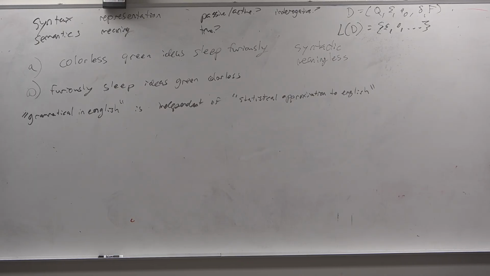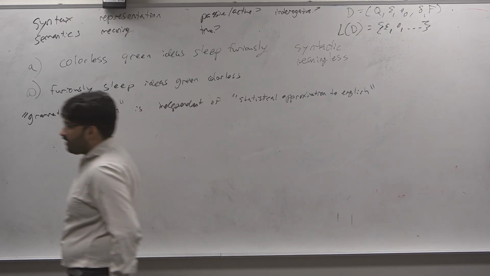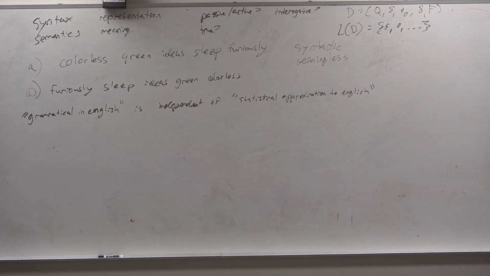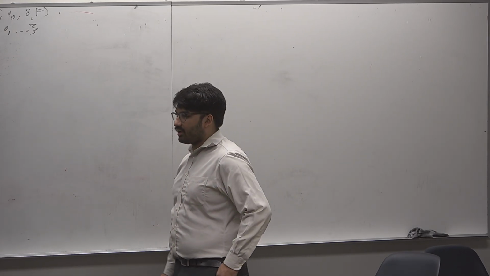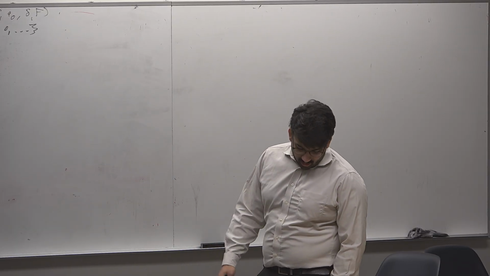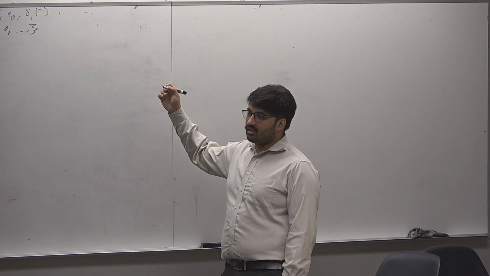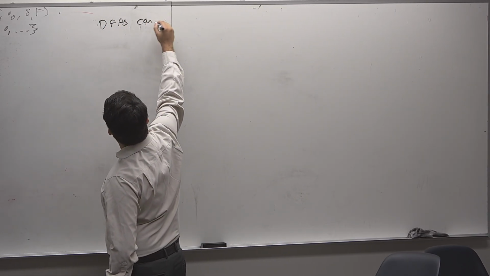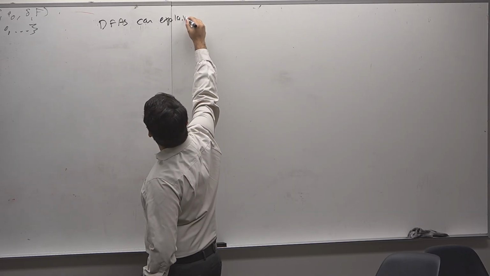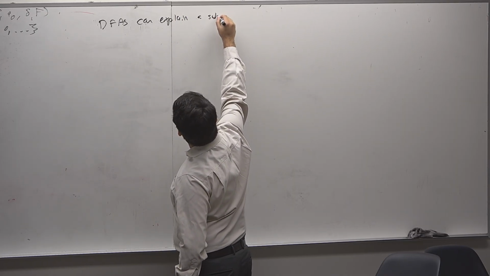Okay. So these are two examples of things that fail to explain grammatical or ungrammatical. So let's come up with one that does appear to explain something. We've already seen this, in fact. The next chapter is called an elementary linguistic theory. It's basically DFAs can explain some parts of English. We'll call it a substructure.